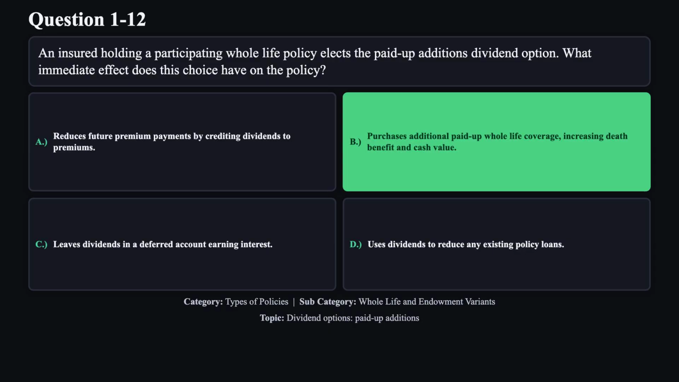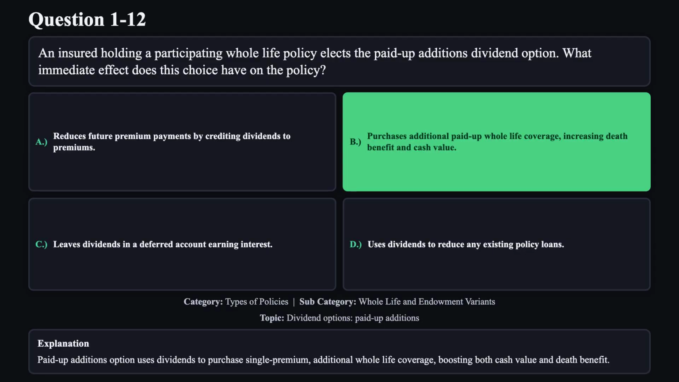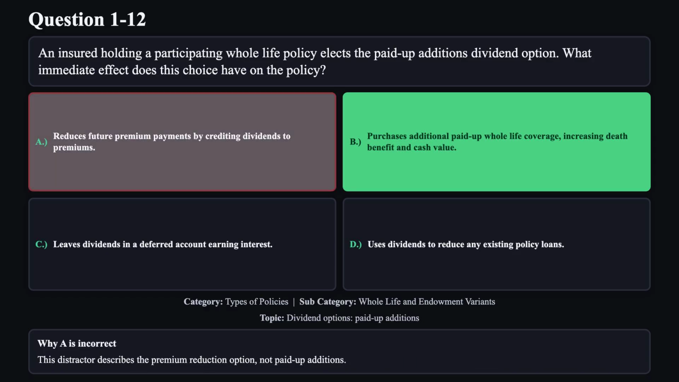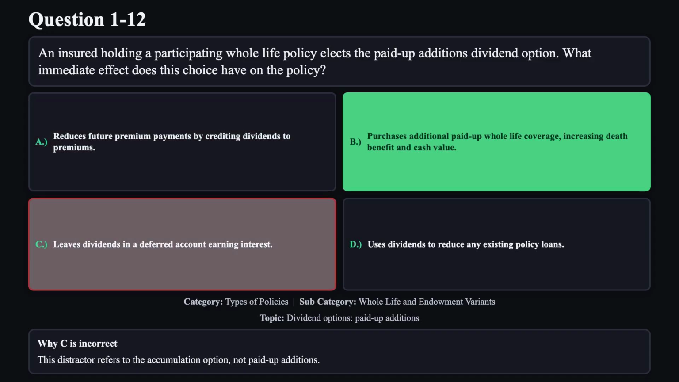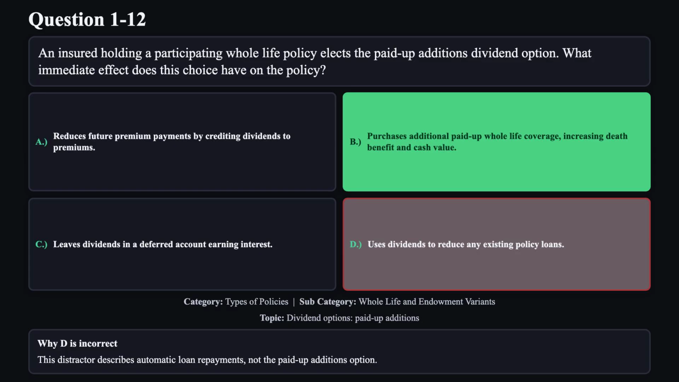The correct answer is B. Paid-up additions option uses dividends to purchase single premium, additional whole life coverage, boosting both cash value and death benefit. Reason A is not correct. This distractor describes the premium reduction option, not paid-up additions. Reason C is not correct. This distractor refers to the accumulation option, not paid-up additions. Reason D is not correct. This distractor describes automatic loan repayments, not the paid-up additions option.